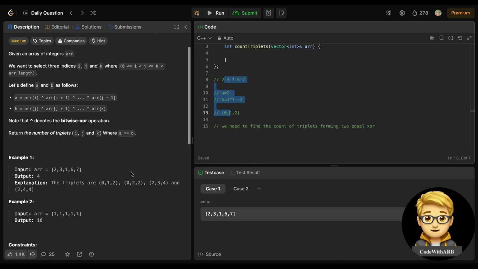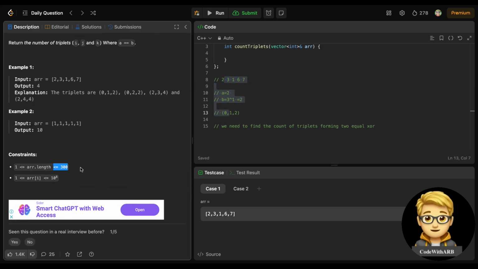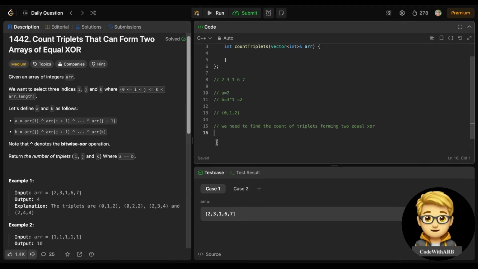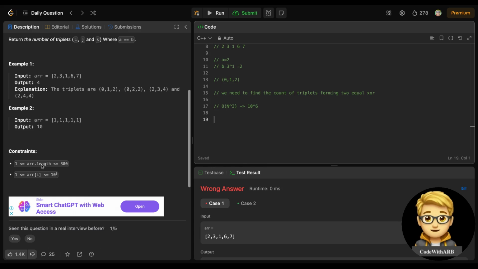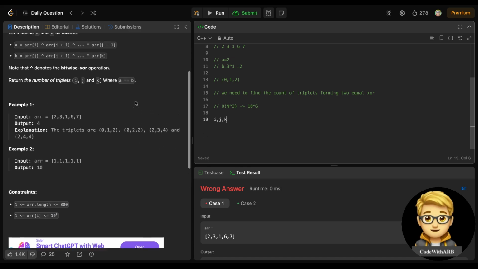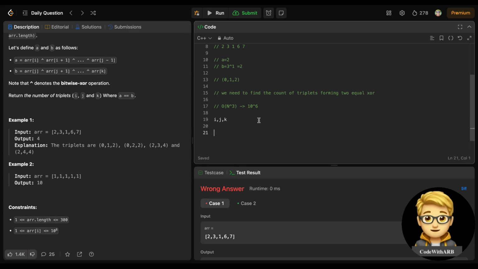Okay, so if we see the constraints here, it is given 300, that is, 10 squared, that is 100 of course. So we can do it in O(n cube), because that will lead to 10 to the power 6 something, right? So for that, if we start taking i, j, and k pointers, what we can do is we can simply start from two pointers like this: 2, 3, 1, 6, and 7, right?